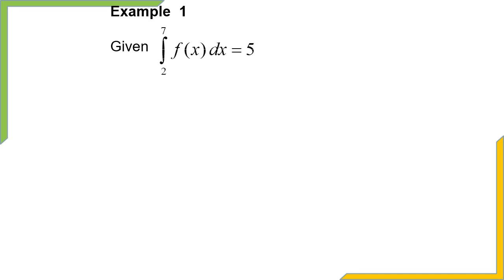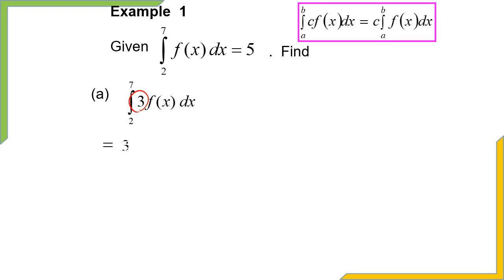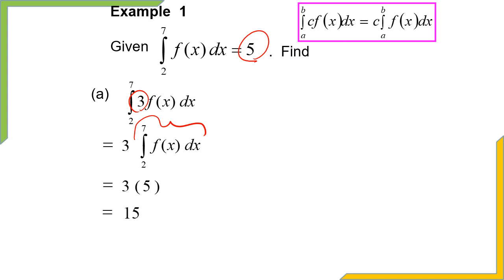So let's see some examples. Example 1: given that the integration of f(x) from 2 to 7 is equal to 5, find the integration of 3f(x) from 2 to 7. Applying the properties of definite integral, we can factorize out the 3 as the coefficient. So it will be 3 multiplied by the integration of f(x) with respect to x from 2 to 7. We know this is equal to 5. So it's equivalent to 3 multiplied by 5, which is equal to 15.